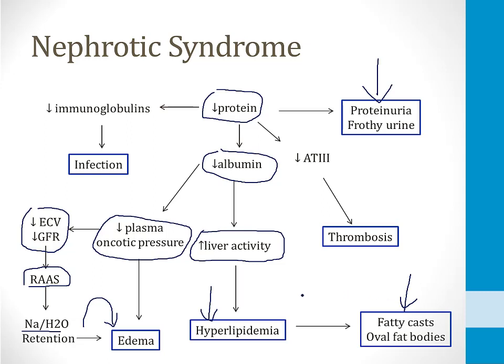Finally, two important proteins which are lost in addition to albumin are immunoglobulins. This leads to a setting where infection is more likely, so patients with the nephrotic syndrome are prone to infection. And another important protein which is lost is antithrombin 3. This leads to a hypercoagulable state and can lead to thrombosis, and the nephrotic syndrome is a classic hypercoagulable state.